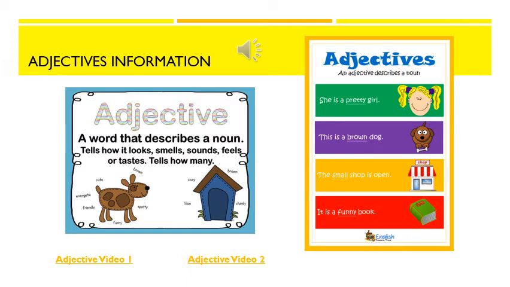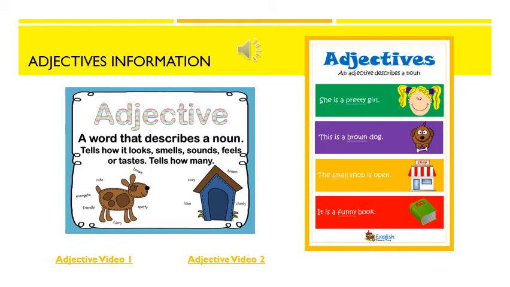Last week we looked at adjectives, and today we've got this slide here just to remind you about what an adjective is. So an adjective is a word that describes a noun, or you might have heard it called an actor. So the adjective is the word that describes the actor in our sentence. It tells us how the actor looks, what it smells like, what it sounds like, what it feels like, what it tastes like, or sometimes how many as well.